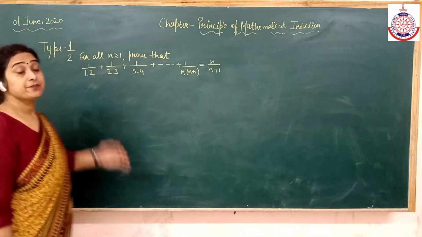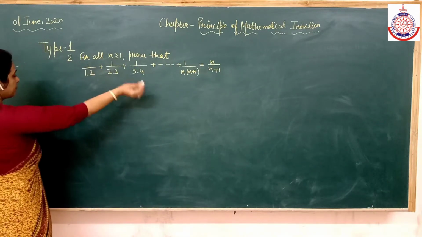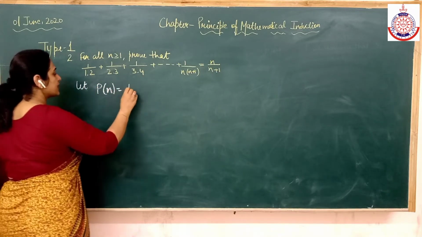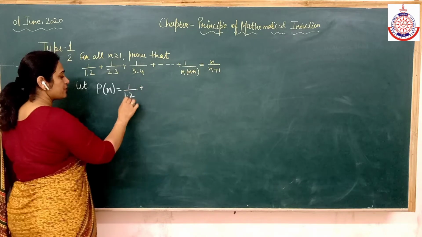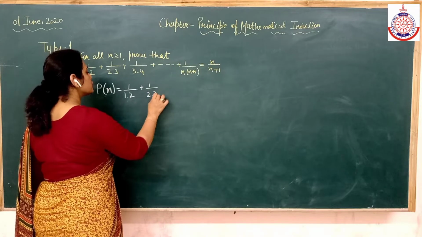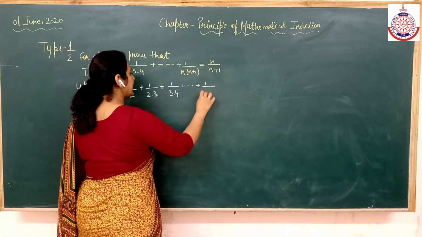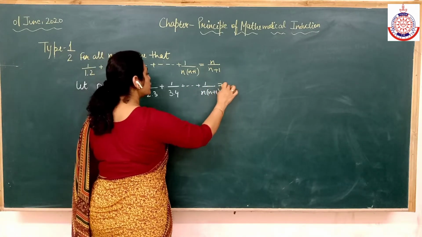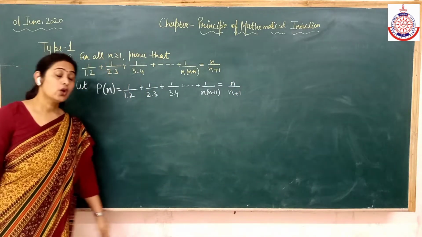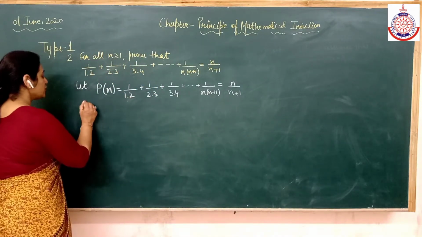The next example children, alright, the type 1 only we are going to continue right now. So what is my first step? By now you might have remembered this. Let Pn, I give it a name as Pn: 1 upon 1 into 2, 1 upon 2 into 3, 1 upon 3 into 4, up to 1 upon n into n plus 1. I have to prove this equals to n upon n plus 1 for all n greater than equals to 1. For all n greater than equals to 1. Alright. So let's start. You know what is step 1?